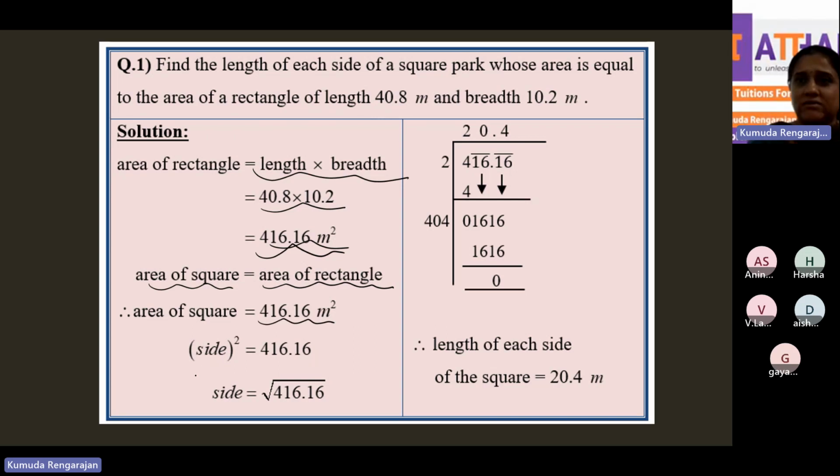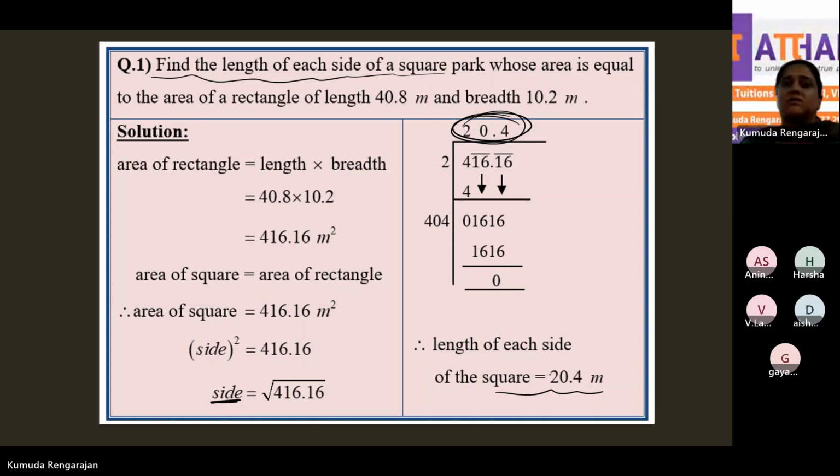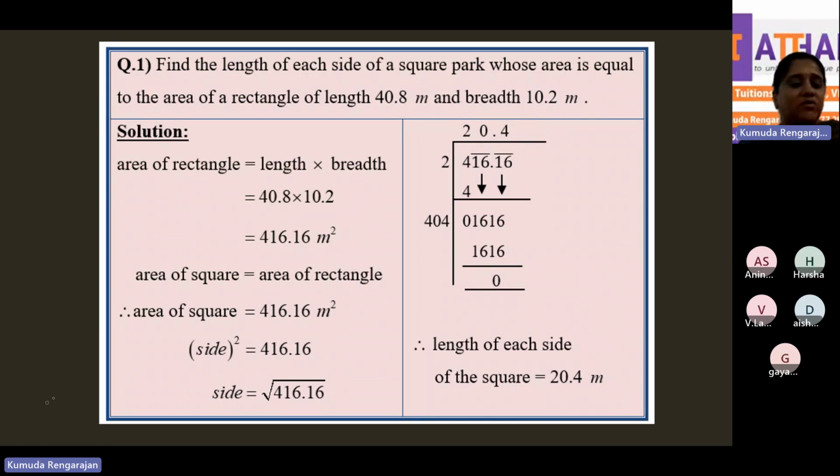So that means side square, correct? Side square is equal to this one. So side is equal to the square root of 416.16. So you need to find the square root of that number using the long division method. And you get 20.4. What is this 20.4? The side of the square. Now we found the side of the square. The question is to find the length of each side of the square park. If you have to find the perimeter, multiply this one by 4, because perimeter of a square is 4a or 4 into side.